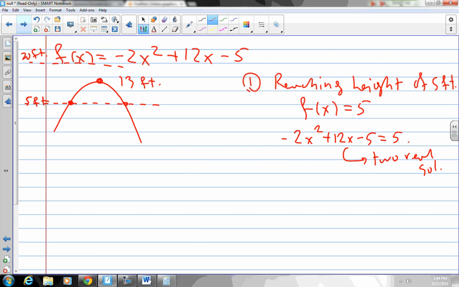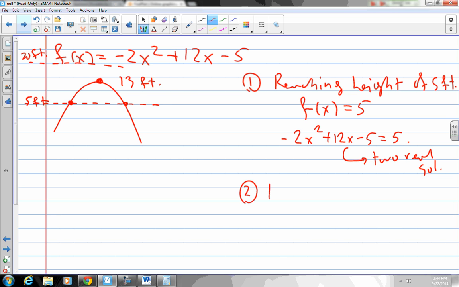But who's with me on this idea? So any point up to 13 feet, you'll reach twice, right? If I ask you when we reach the height of 11.5 feet, you'll set the function equal to 11.5, and then solve for x. You'll get 2 answers, one on the way up and one on the way down. Is that okay? But you'll get 2 real solutions.